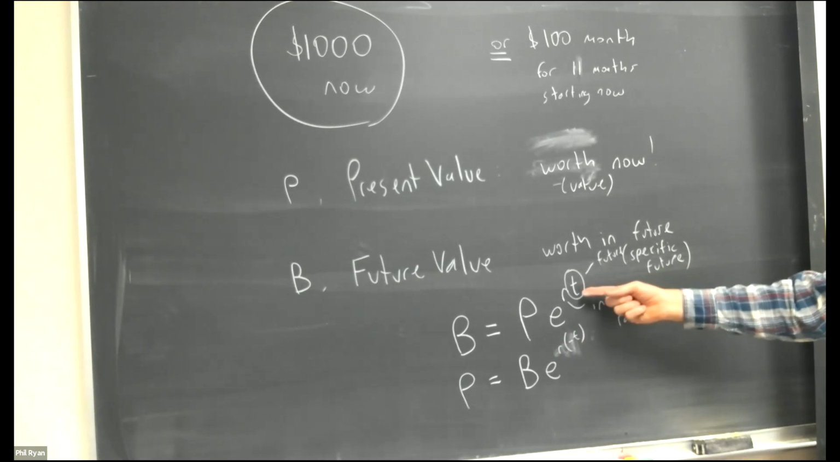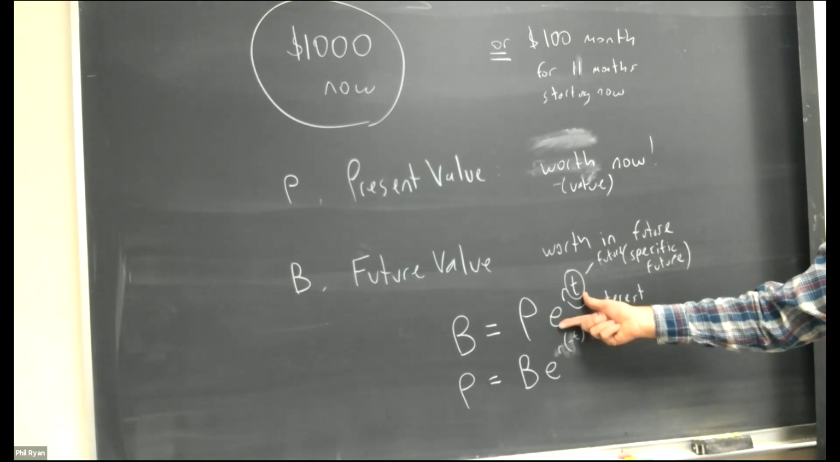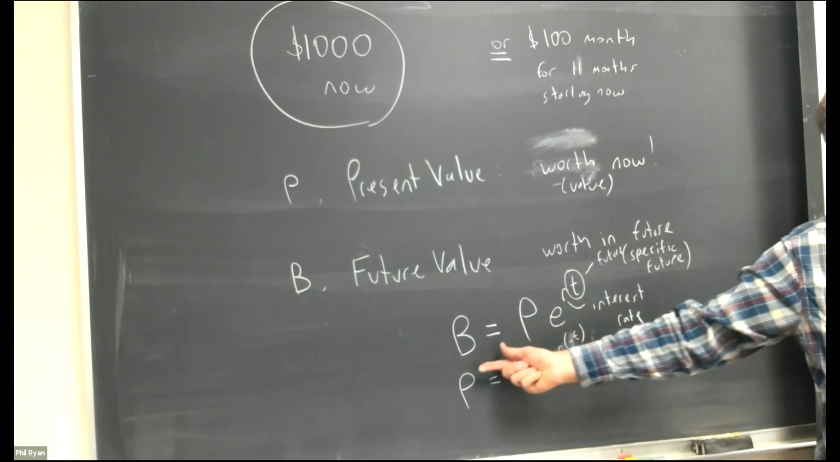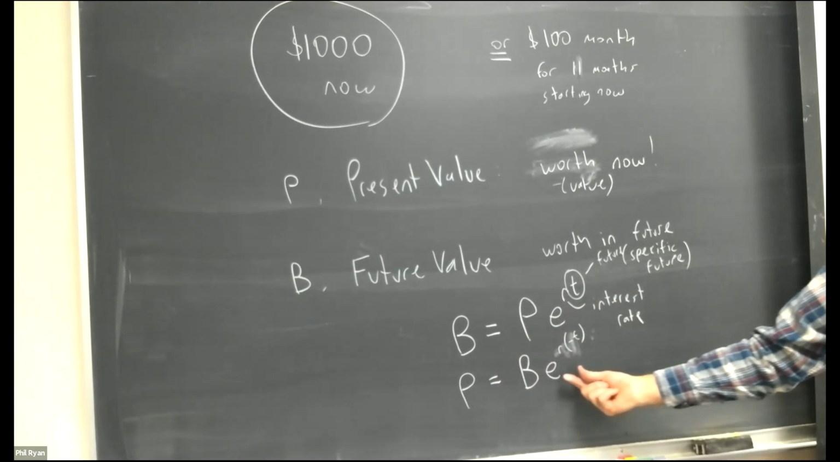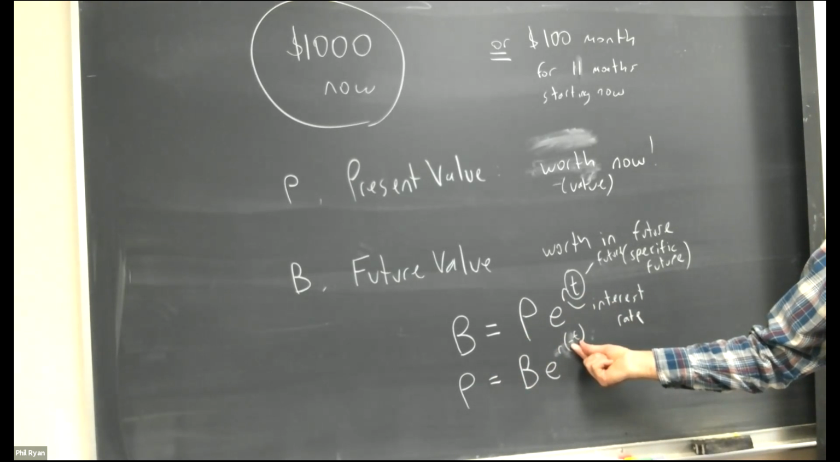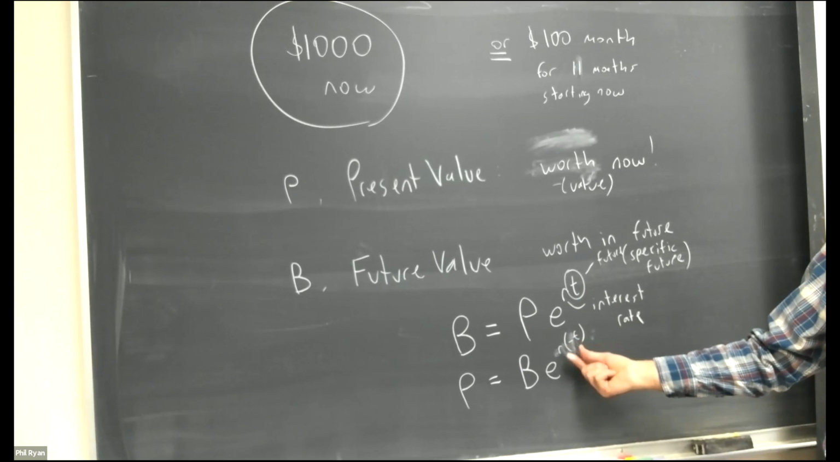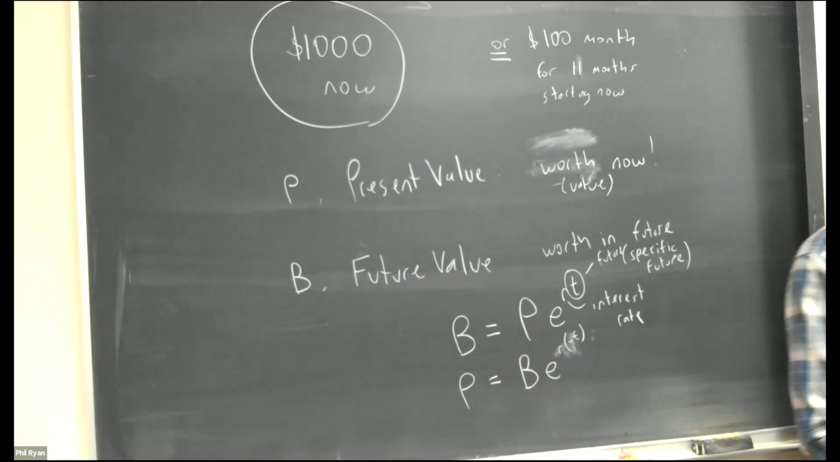So if t was 1 year, we have present value, we do e to the r. That's the interest rate for 1 year. That's how much the money grows by. That's what the future value is. Or if we're thinking about money in a year's time, we want to bring it back to the present, then we have to bring it back a year. So we do minus 1 year. And that brings the money from the future to the present.